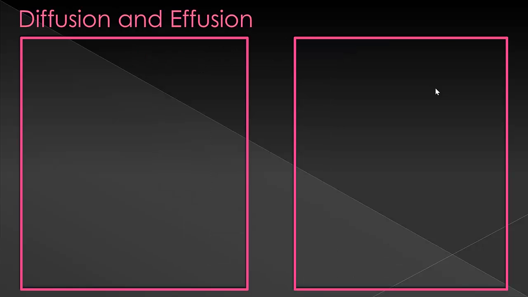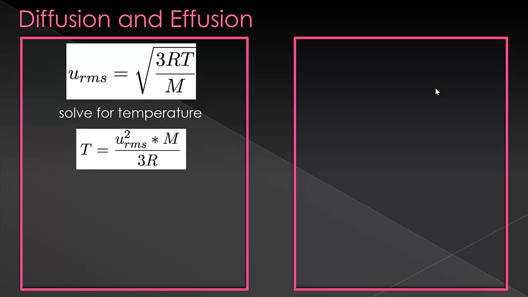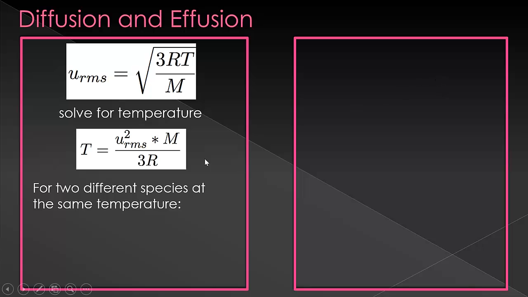Now let's work a little bit on how to go through and do some math with this. We have U_RMS. We have our equation for that we derived in the last video. We can solve this for temperature instead now. So we just rearrange, we square everything, multiply up, divide down. Now, for two different species at the same temperature, this has to be true because the temperature is going to be the same if we say it is.